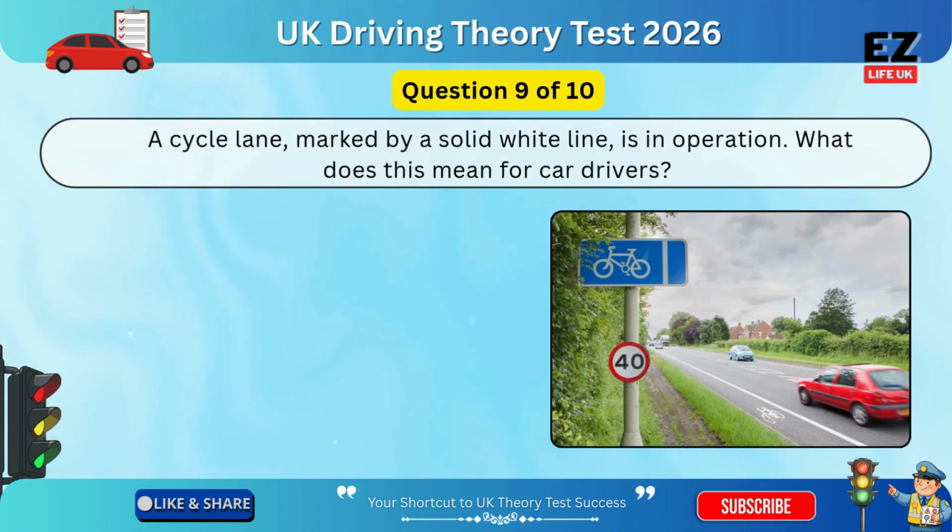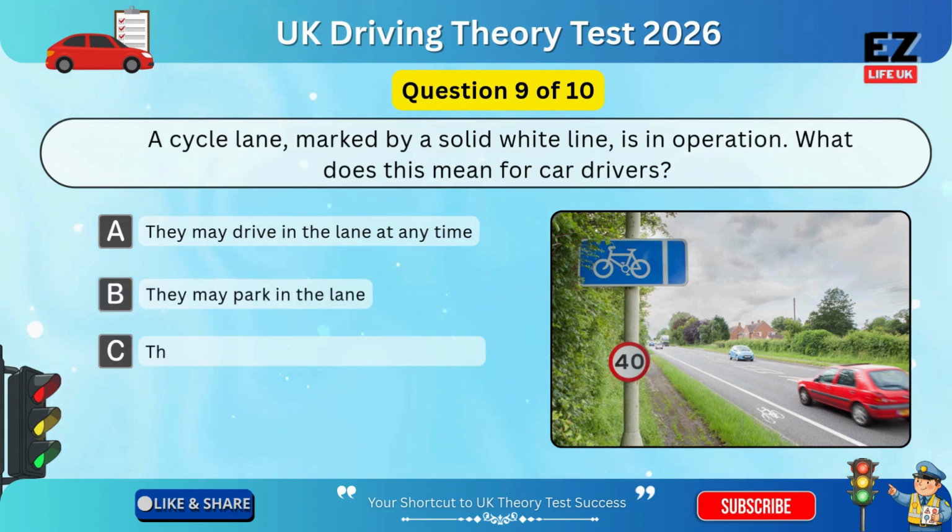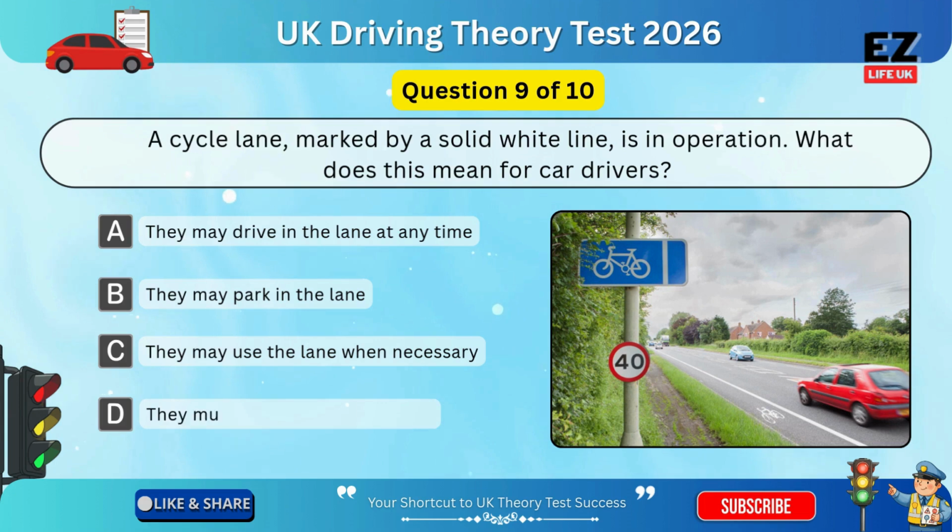Question 9. A cycle lane, marked by a solid white line, is in operation. What does this mean for car drivers? Option A, they may drive in the lane at any time. Option B, they may park in the lane. Option C, they may use the lane when necessary. Option D, they mustn't drive along the lane.